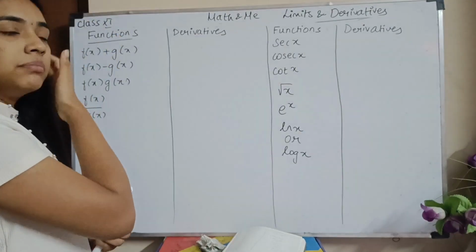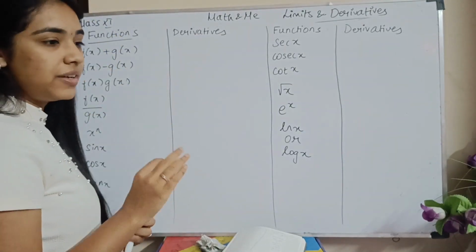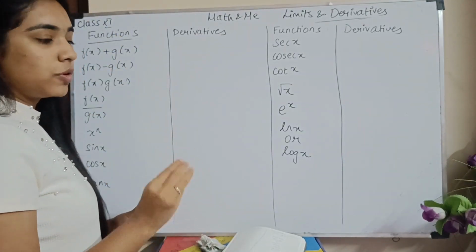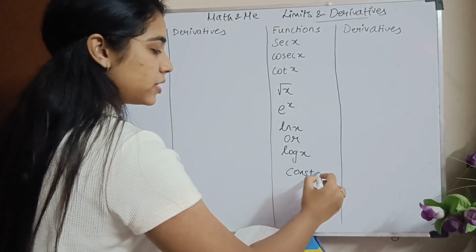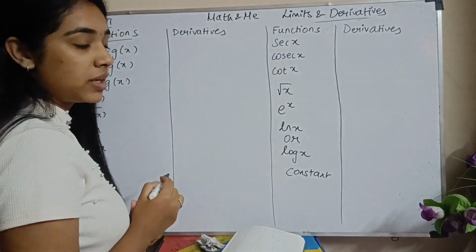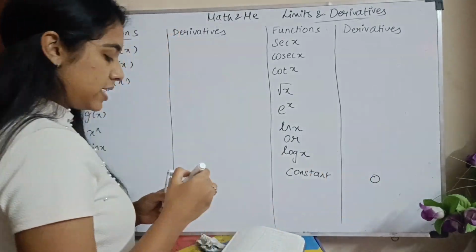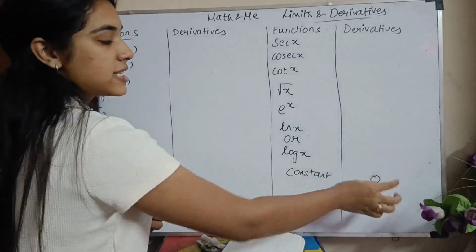So let's move on to some functions and its derivatives. Every function has its own derivative. இப்போ ஒரு constant இருக்குன்னா the derivative of a constant is 0. நம்ம first principle use பண்ணி பார்த்தப்ப என்ன பார்த்தோம்? Derivative of a constant is 0. So these are the functions and these are the derivatives.